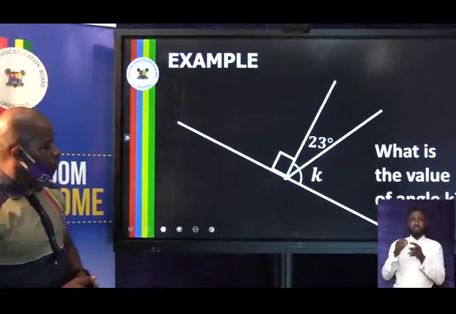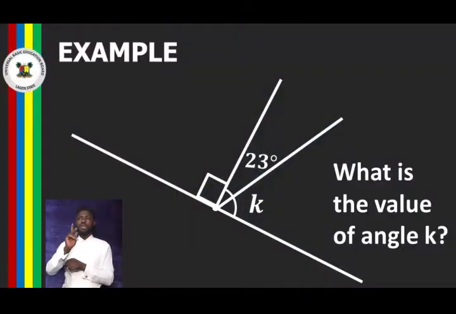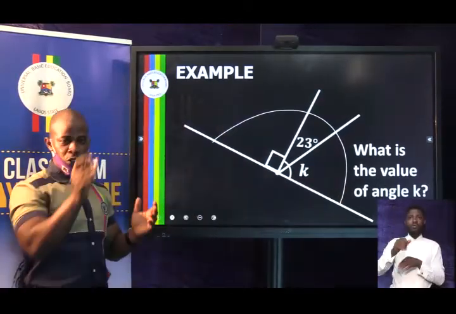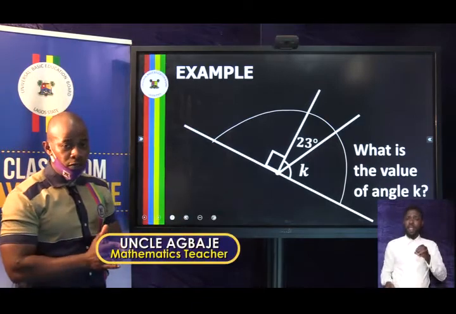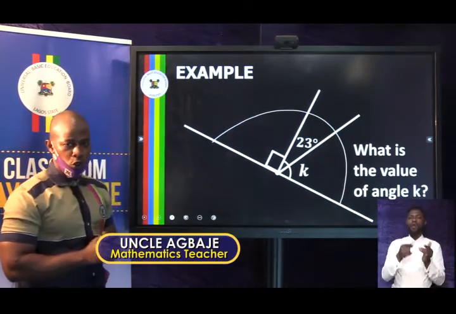Study this diagram. The question says, what is the value of angle K? Do not let the diagram itself scare you because you're a genius. All you have to do is look at where the angle is starting from and look at where it's ending. It's a straight line. It's starting from here and it's ending here. And you know that angles on a straight line, everything must add up to what? They must add up to 180. And that's exactly what you're going to work with.